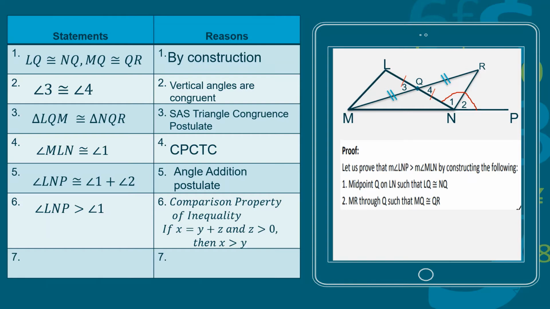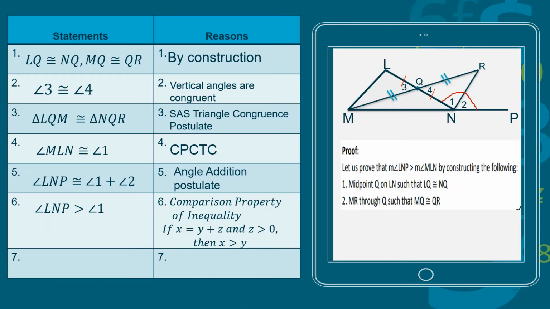It is just like this. If angle LNP is equal to angle 1 plus angle 2, and angle 2 is not equal to 0, then we can say now that angle LNP is greater than angle 1. So that is by comparison property of inequality.